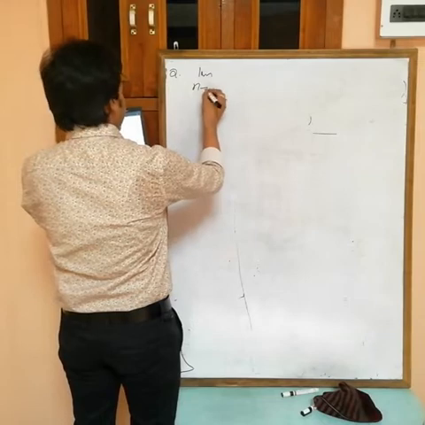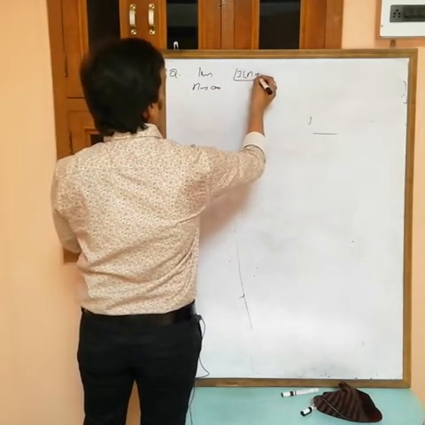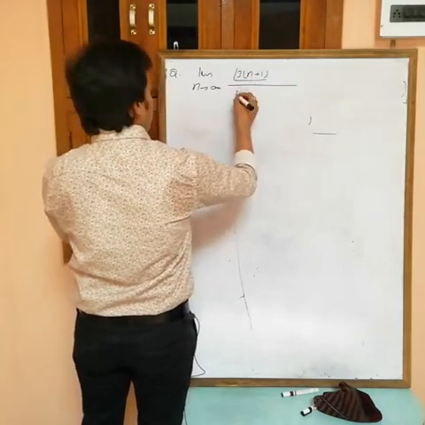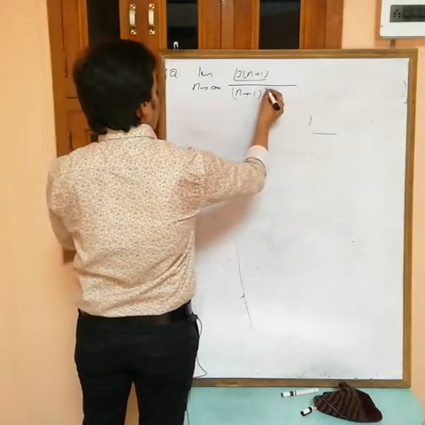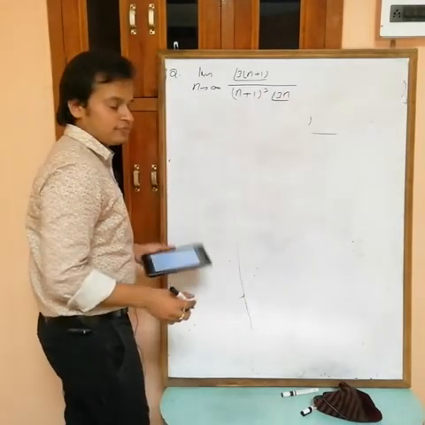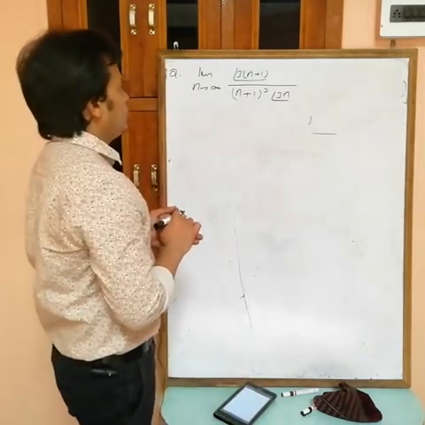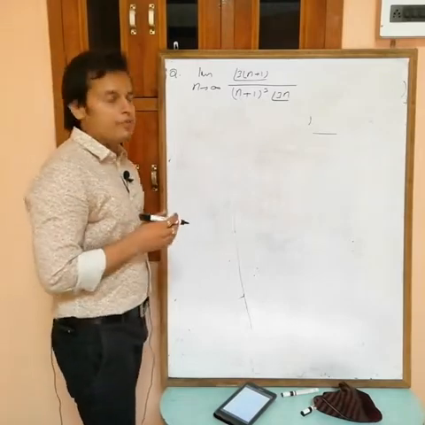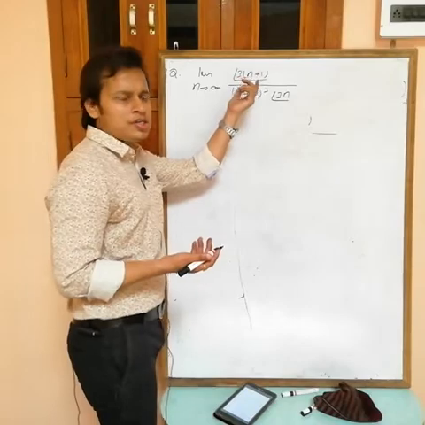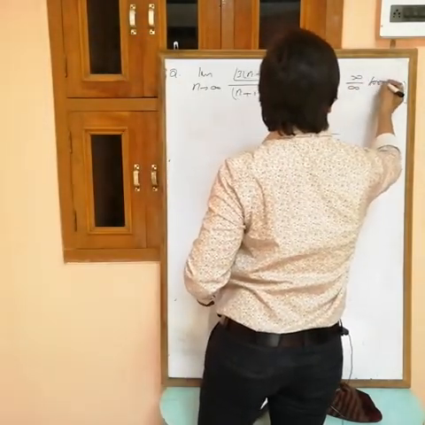Limit n tending to infinity, factorial (3n plus 1) by, this is factorial, factorial na, (n plus 1) cube by (3n) factorial. Okay, now again, this is infinity by infinity form. If you put n equals to infinity, factorial of infinity is infinity. So infinity by infinity form.